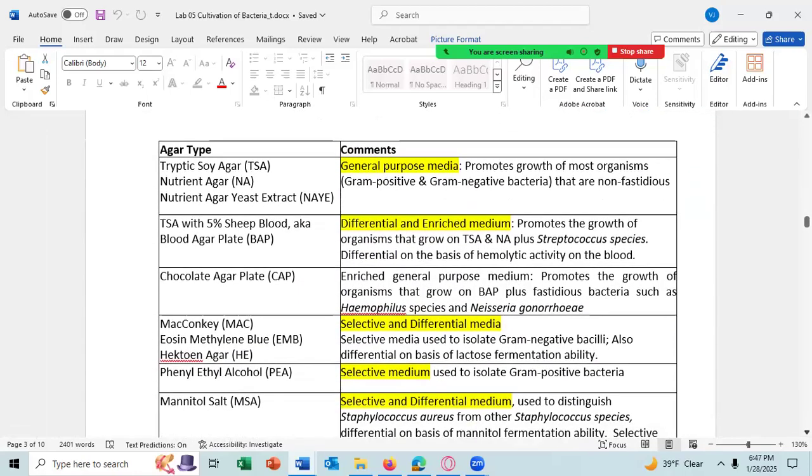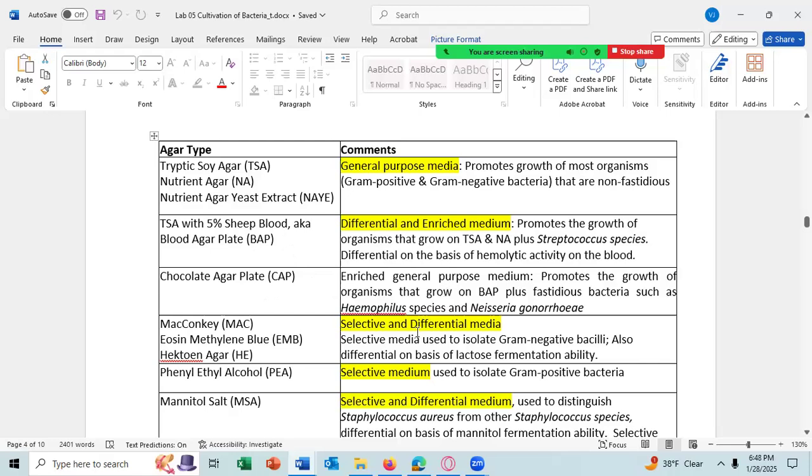All right, this table is showing you the different types of media. The general purpose media, we have three: TSA or tryptic soy agar, NA or nutrient agar, and NA or nutrient agar with yeast extract. We also have a differential and enriched medium, which is both differential and enriched, and that is blood agar or BAP, blood agar plate. We also have an enriched general purpose medium, which is chocolate agar or CAP. Note that chocolate agar is not differential, it's only enriched.